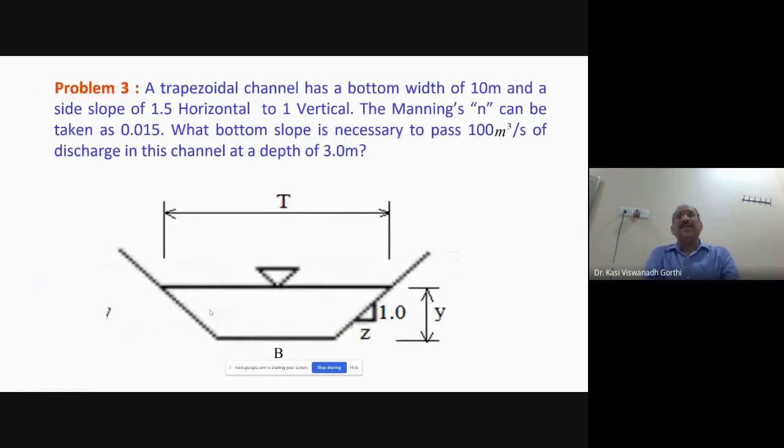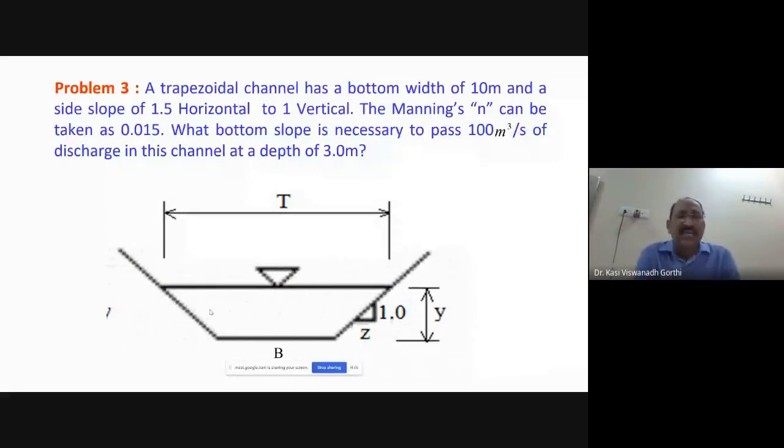Third problem. A trapezoidal channel has a bed width of 10 meters and a side slope of 1.5 horizontal to 1 vertical. So what is given till now? It is a trapezoidal channel. This is point number 1. And bed width is given to be 10 meters, B is 10 meters. Side slopes are once again 1.5 horizontal to 1 vertical, so Z is 1.5. Manning's N can be taken as 0.015, that also is known. What bottom slope is necessary to pass 100 cubic meters of discharge in this channel at a depth of 3 meters? The depth of flow Y is given to be 3 meters.